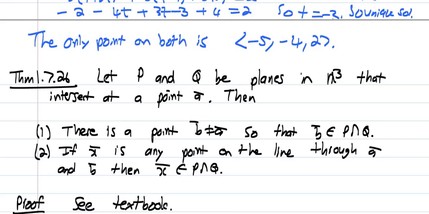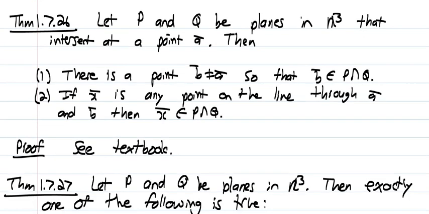Now what about the intersection of two planes? Before we can answer that, let's quickly have a look at Theorem 1.7.26. Let P and Q be two planes in R3 that intersect in at least one point, labeled A. If two planes intersect in at least one point, then there's another point sitting on both of the planes, and it's different from the other point.